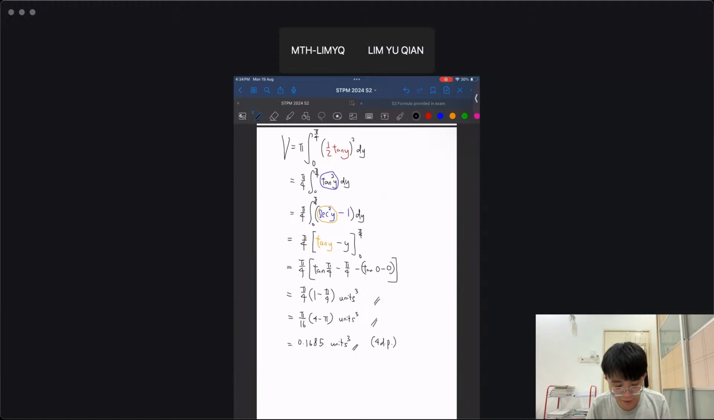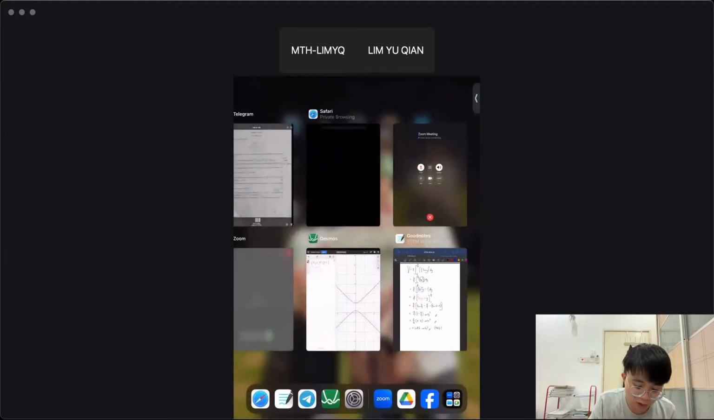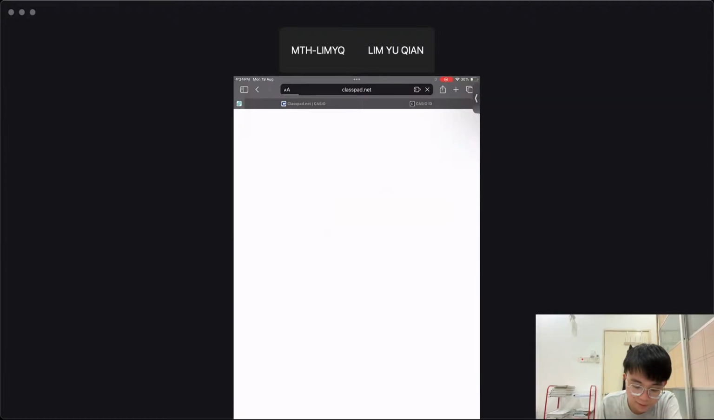Okay, so let's check with calculator. Is it correct? So correct, formula, everything. No problem. So pi, 1/2 tangent. So pi over 4 multiplied by that.